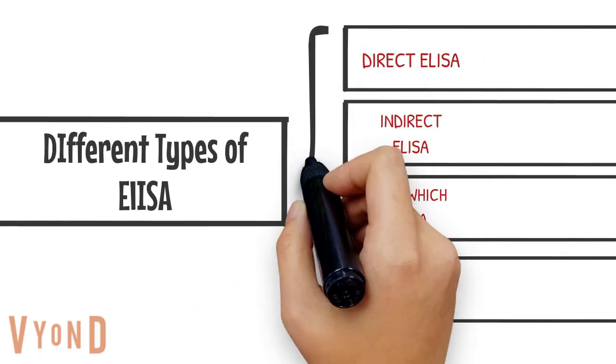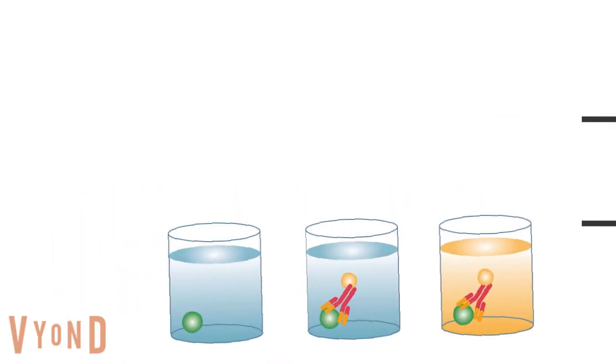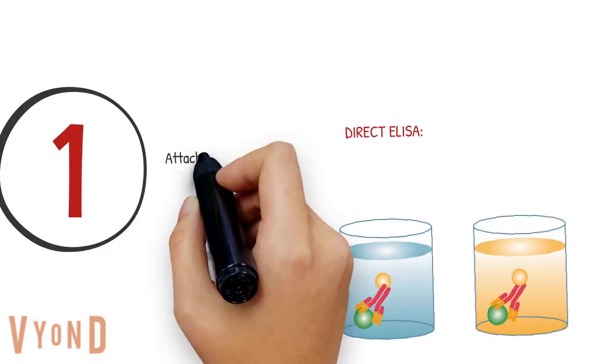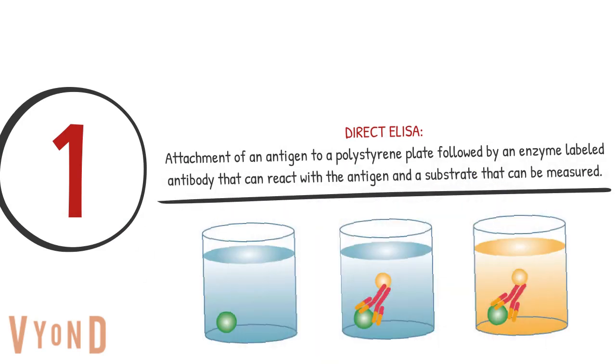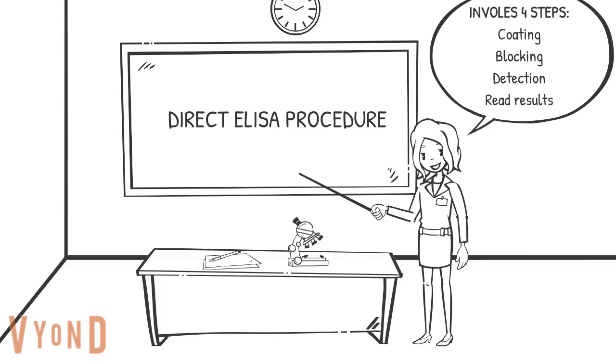Throughout this presentation, we are going to be going over the 4 different types of ELISA tests, which include direct ELISA, indirect ELISA, sandwich ELISA, and competitive ELISA. So to start off, the first test we will be discussing is direct ELISA. Direct ELISA is the attachment of an antigen to a polystyrene plate followed by an enzyme-labeled antibody that can react with the antigen and substrate that can be measured. Direct ELISA consists of 4 steps: coding, blocking, detection, and reading the results.